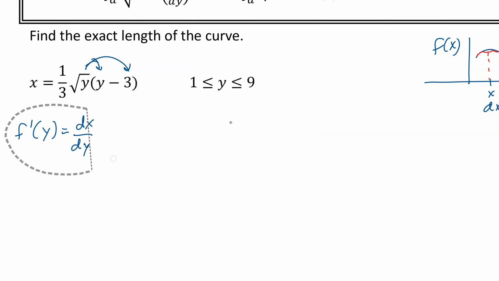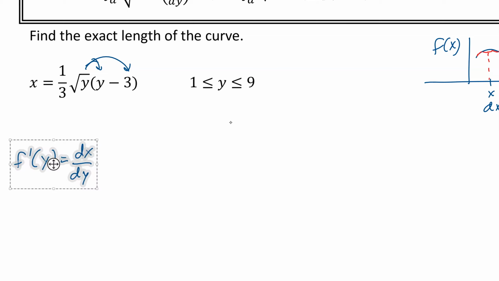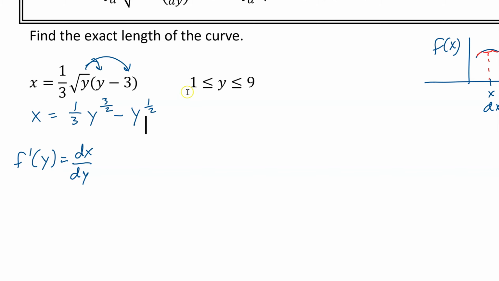Let me move this down so that I have room. There we go. So x is equal to 1/3 y to the 3/2 minus y to the 1/2. So that would be 1/2, 1/2 plus 1 is 3/2. And that's just y to the 1/2. And then 1/3 would not cancel for the first one, but it cancels for the second one.